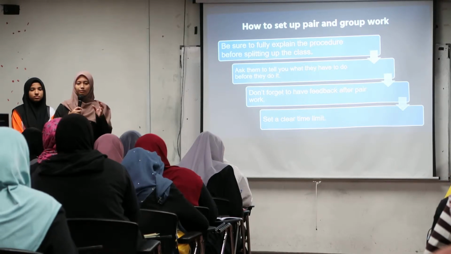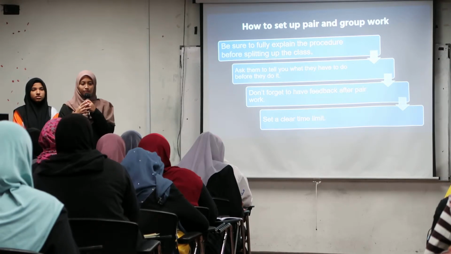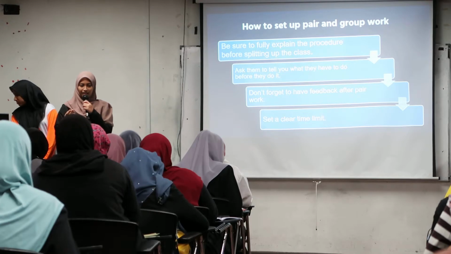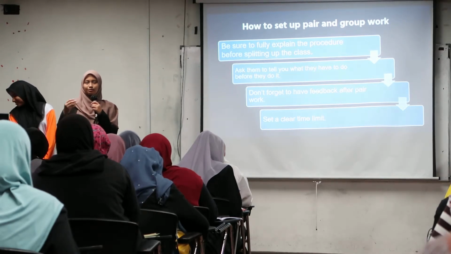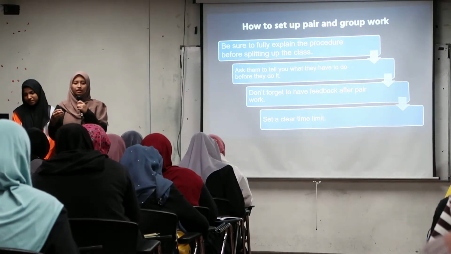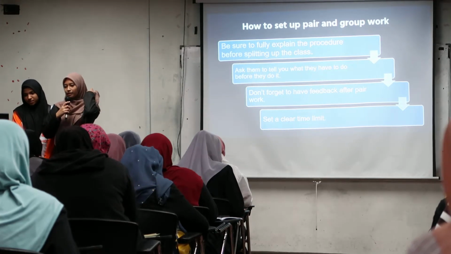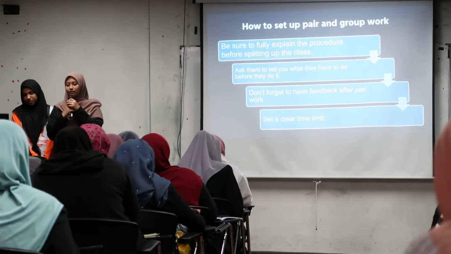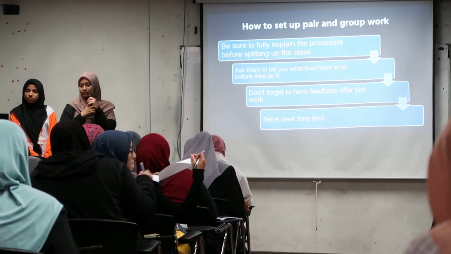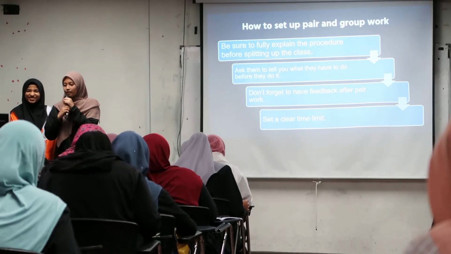Next is ask them to tell you what they have to do before they do it. So after you explain what they are going to do, you ask them again what they are going to do, because this is just to make sure students really understand what you are saying. Next is don't forget to have feedback after pair work. So the feedback seems like the reflection I just said just now. And then set a clear time limit.